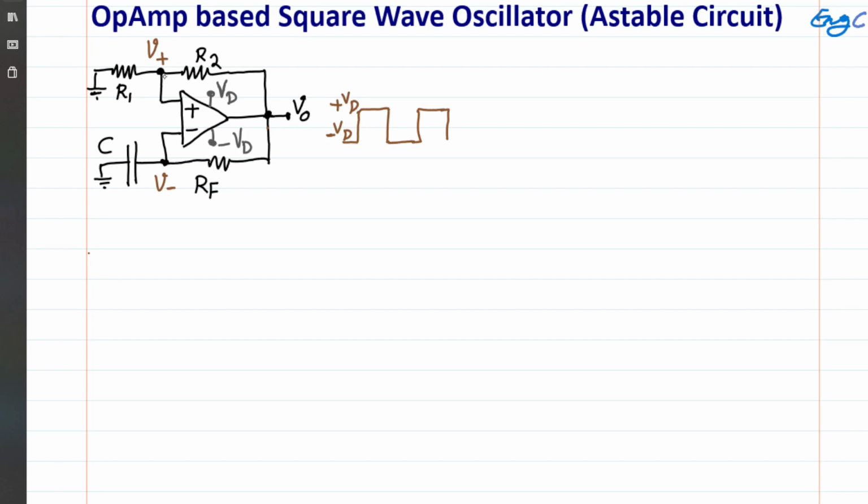We are using a combination of positive feedback in this circuit, as you can see, this connection going to the positive input terminal, and negative feedback in this circuit, this connection going to the negative input terminal. So the combination of these positive and negative feedbacks generates this astable behavior.